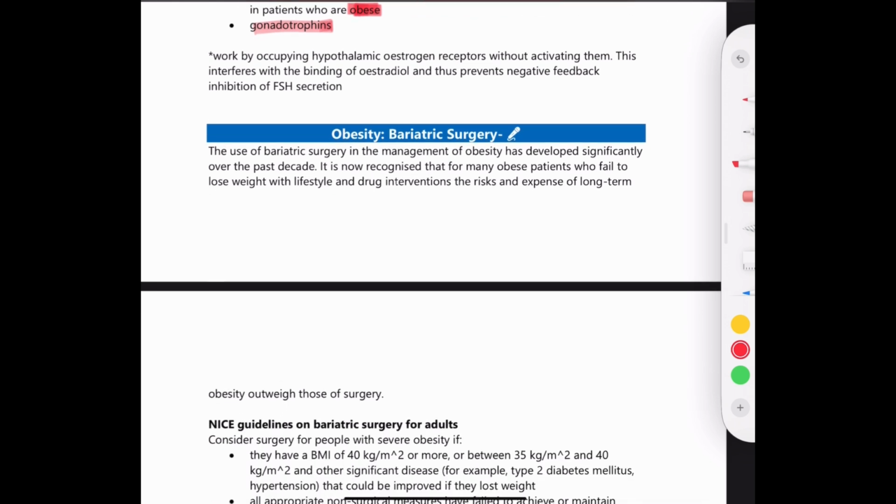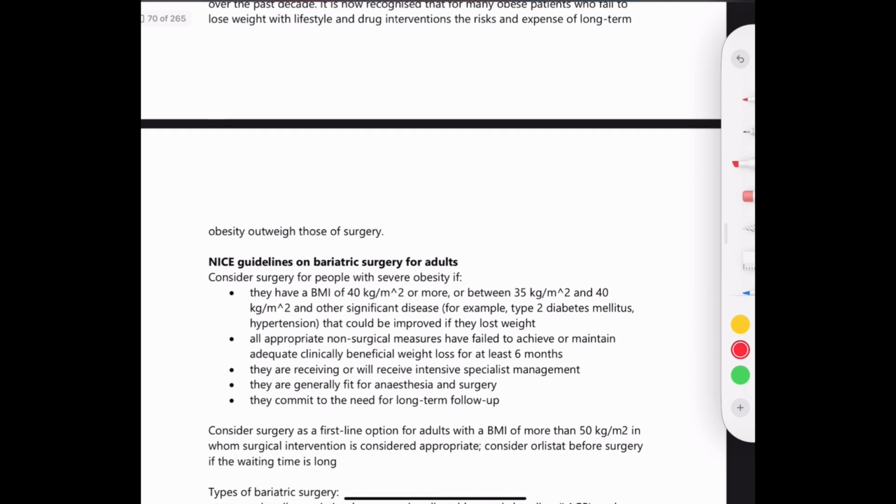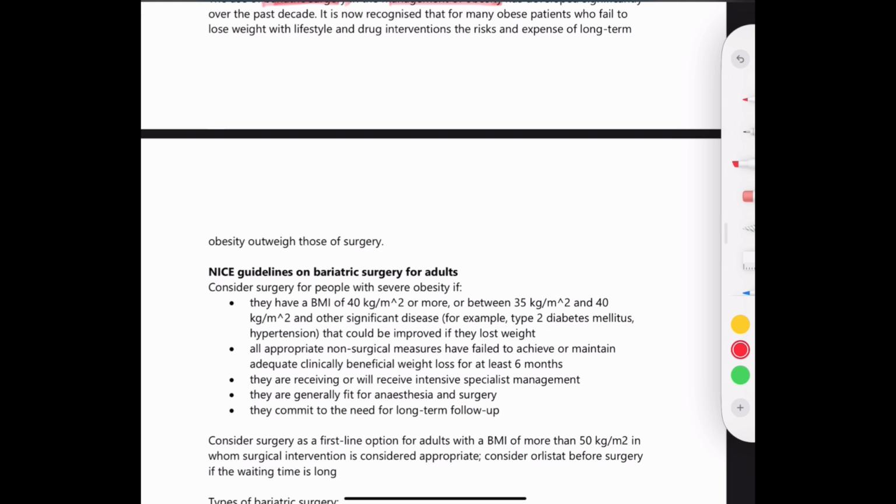The use of bariatric surgery in the management of obesity has developed significantly over the past decade. It is now recognized that for many obese patients who fail to lose weight with lifestyle and drug intervention, the risk and expense of long-term obesity outweigh those of surgery. The person who can't manage their weight through lifestyle modification and exercise requires bariatric surgery.